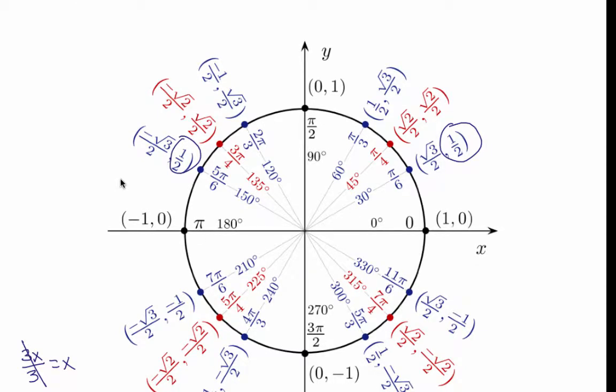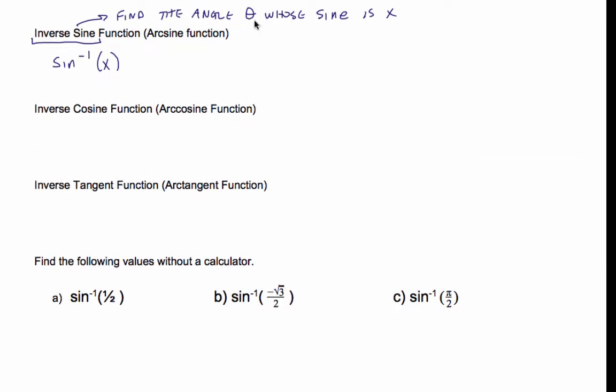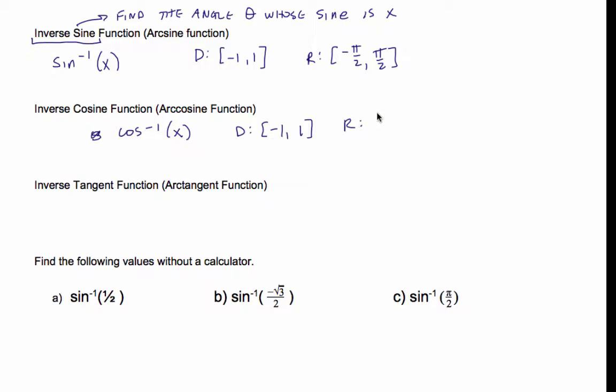Using the trig ratios in the unit circle to work backwards and find an angle based on a sine or a cosine or a tangent is arc sine. The domain of the arc sine function is -1 to 1. It's the range of the sine function because they're inverses. My range here is from negative pi over 2 to pi over 2. Inverse cosine looks like this: cosine inverse of x. My domain is, again, -1 to 1, and my range is from 0 to pi.